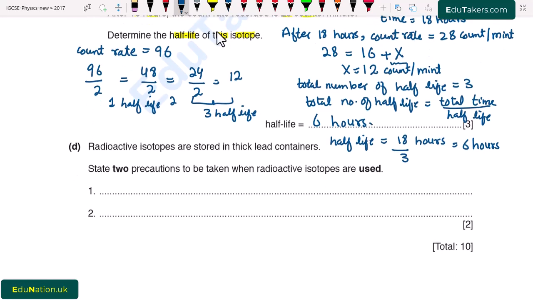Next part D. Radioactive isotopes are stored in thick lead containers. State 2 precautions to be taken when the radioactive isotopes are used. Radioactive isotopes are very dangerous and they should be stored in thick lead containers. First precaution is to use tongs to keep enough distance. I write here: use tongs to keep enough distance.